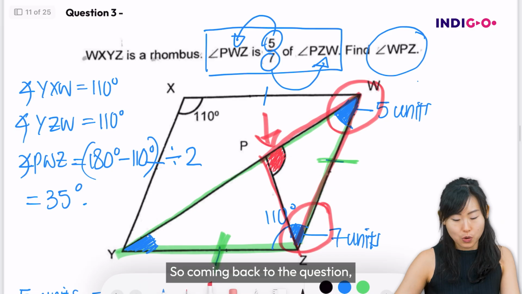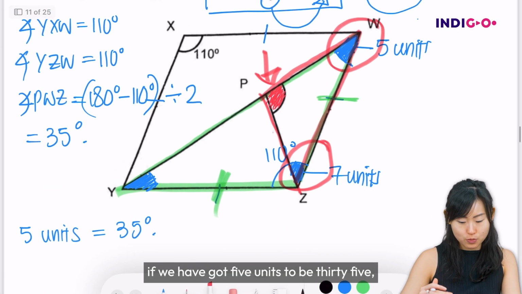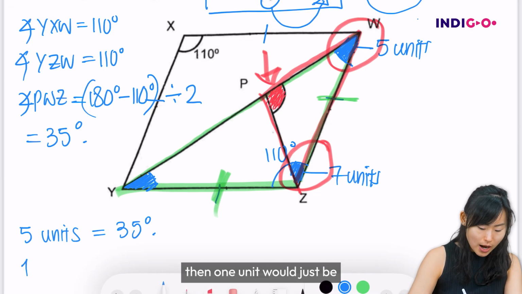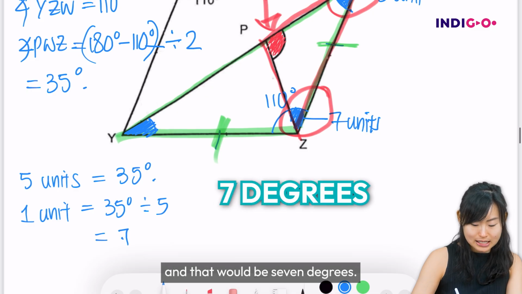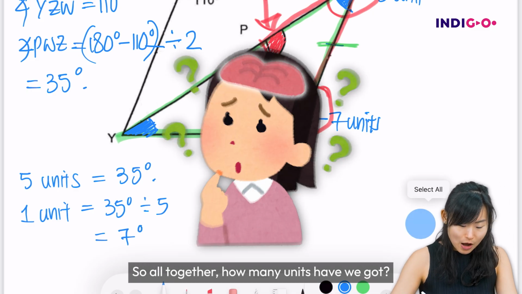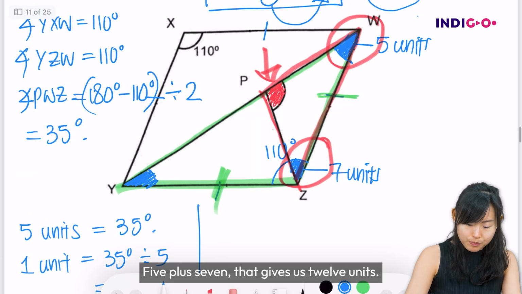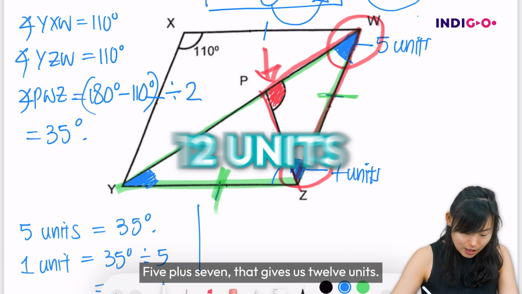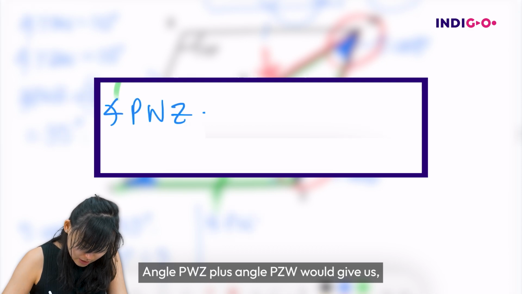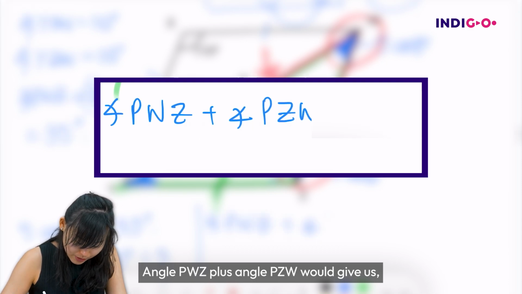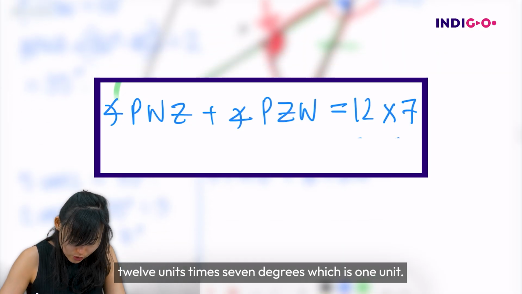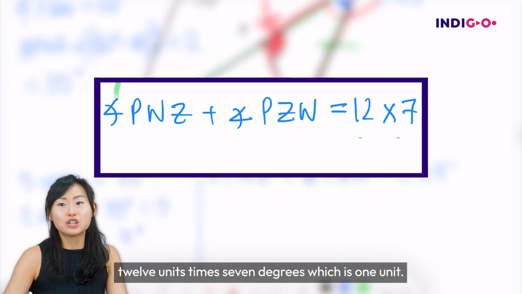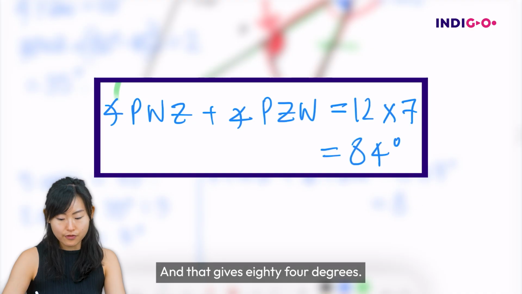So, coming back to the question, if we have got 5 units to be 35, then 1 unit would just be 35 degrees divided by 5, and that would be 7 degrees. So altogether, how many units have we got? 5 plus 7, that gives us 12 units. Angle PWZ plus angle PZW would give us 12 units times 7 degrees, which is 1 unit, and that gives 84 degrees.